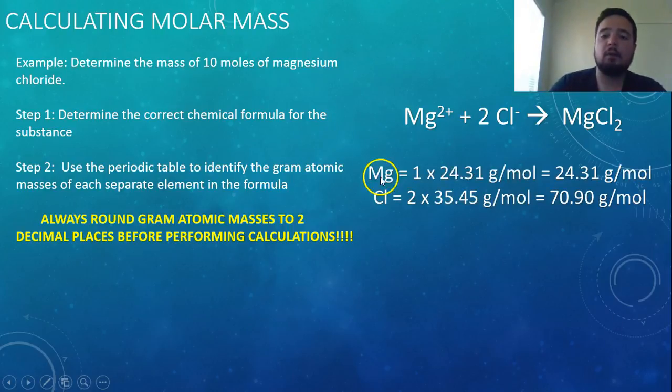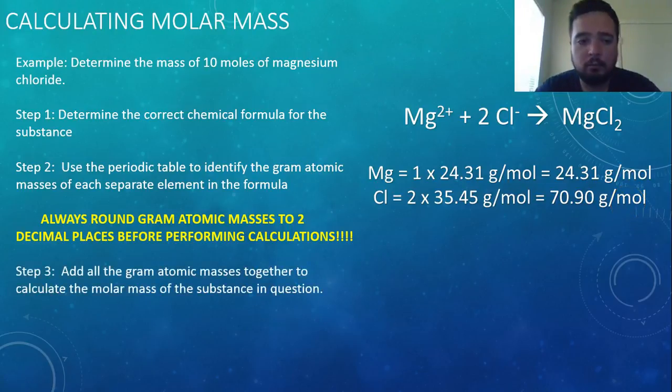If I look at the periodic table, you're going to see the average atomic mass as 24.31 AMUs. But remember, gram atomic weight is the same thing as the atomic mass, just in terms of grams per mole. So I have 1 magnesium, so it's 1 times that, and I get 24.31. I have 2 chlorines, so 35.45 is what you'll find on the periodic table. You do 2 times 35.45, and you get 70.90. That's grams per mole.